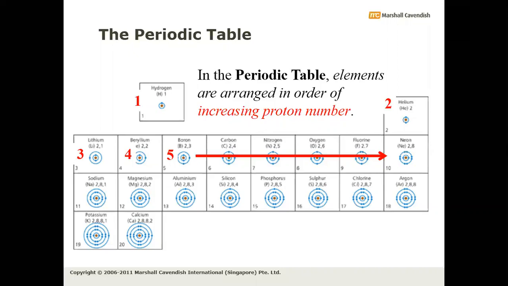a new shell. And the distance between the nucleus and the valence shell increases down the group. But from left to right, there is no difference in the shell number, but the number of protons and electrons are increasing, therefore attraction is increasing, and that's why the atomic radius is decreasing.